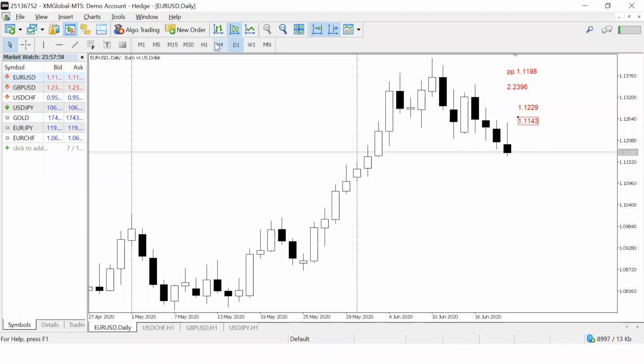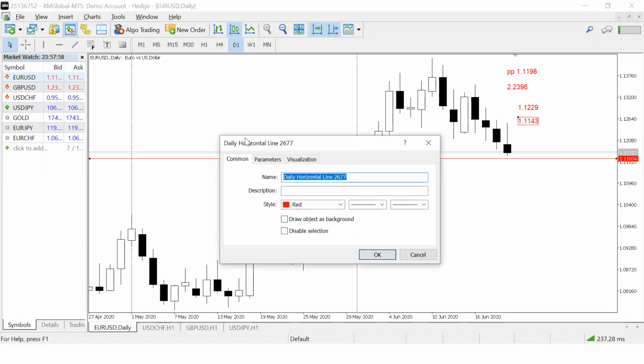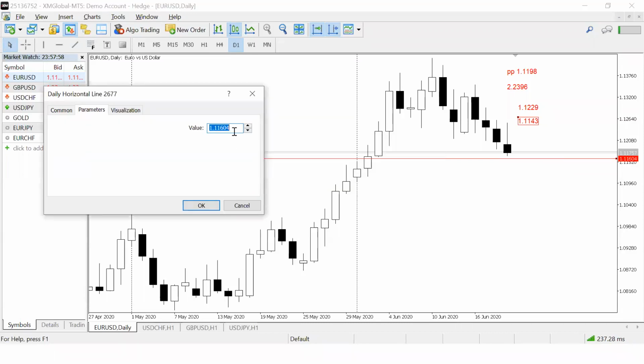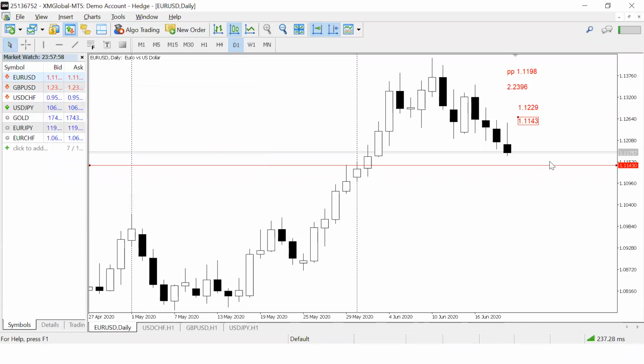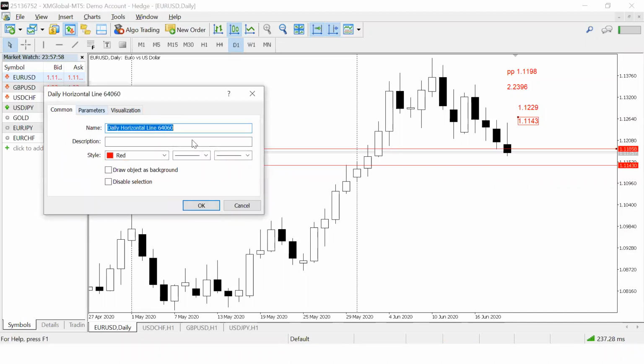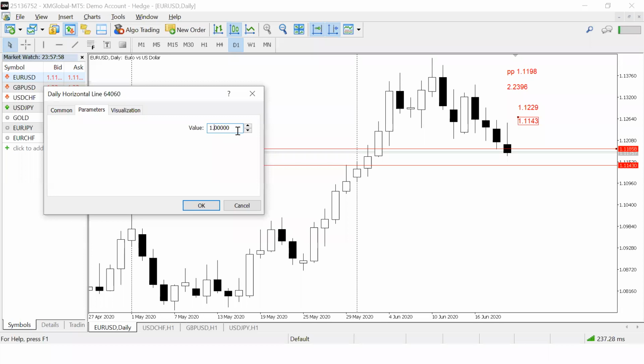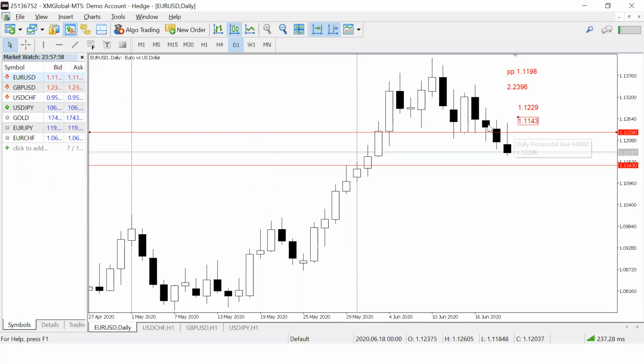So if we put our lines over here, adjust them in the parameters. Our support, S1, is 1.1143. Then our R1 is 1.1229. Click OK. That will be our R1.